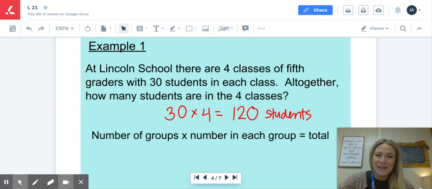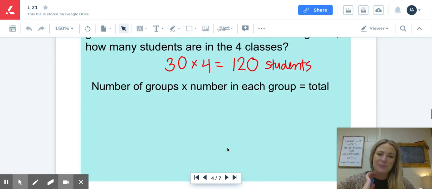Okay, so you can see here I've taken 30 students in each class times 4 classes, and we end up with 120 students. Just a quick mental way to think about this, 3 times 4 is 12, so 30 times 4 is 12 plus a 0 on the end. So we have 120 students.